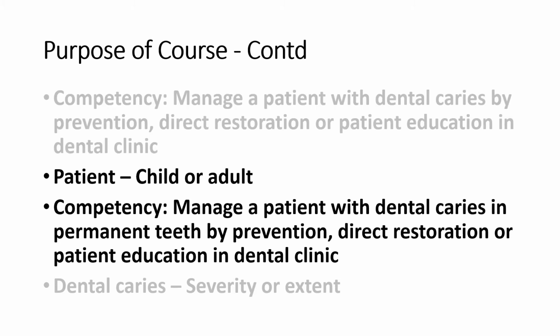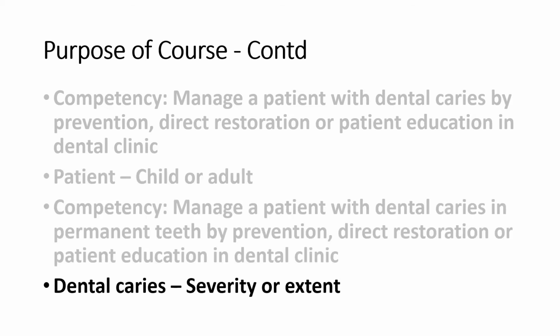How about the patient involved in the competency? The management of a child and adult patient having primary or permanent teeth for caries is a bit too different. Based on the decision we make, we can have both types of patients included or either. For our course, let it be patients with caries and permanent teeth. So, manage a patient with dental caries and permanent teeth by prevention, direct restoration, or patient education in a dental clinic would be the modified statement. The dental caries can be elaborated based on severity and extent or nearness to pulp. Since the management aspect is described in the competency, the description of caries is not needed here.